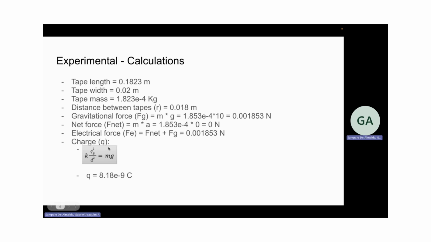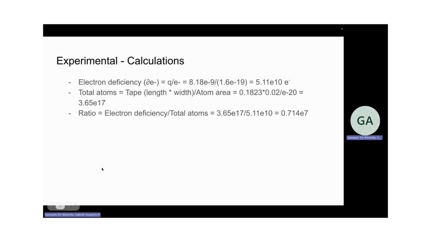The charge was then calculated by using Coulomb's law, and another key assumption made was that both tapes had equal charge. Therefore, Coulomb's law reduces to k times Q squared over d squared, which is equal to the gravitational and the electrical force. With that in hand, the charge calculated was about 8.2 × 10^-9 coulombs.